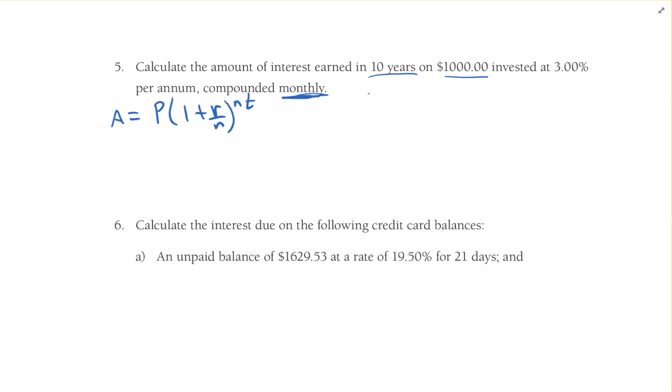And then the other thing to watch out for is that the rate needs to be as a decimal, not as a percent. And we are looking for the amount of interest earned. This formula gives us the total amount, right? The A is going to be our total amount. So if you want to find the interest, that's just going to be your total amount minus your original principal. Okay, so go ahead and answer number 5 now.